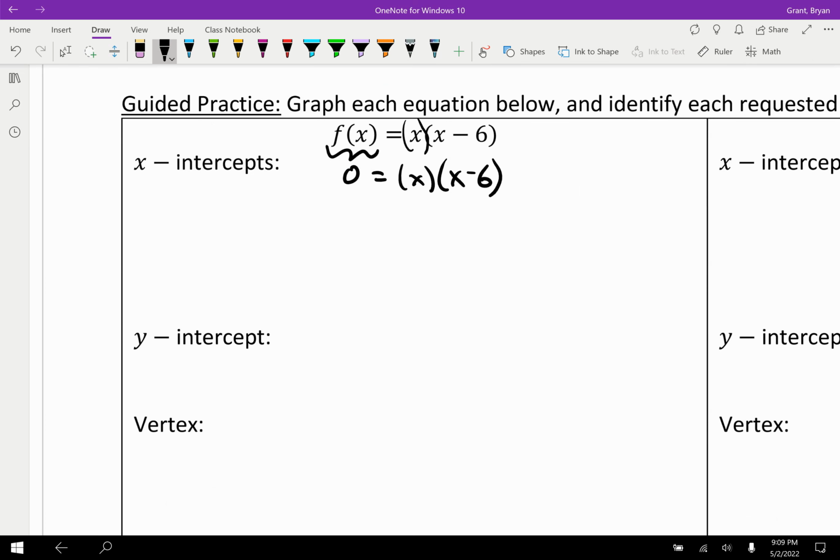By the way, we do ask you to show this setup on your quizzes and on your test. We want to see that you're replacing y with 0 before you start doing all the extra stuff. Honestly, once you're here, if you can jump right to the answer, that's fine by me. I'm going to show both steps, though.